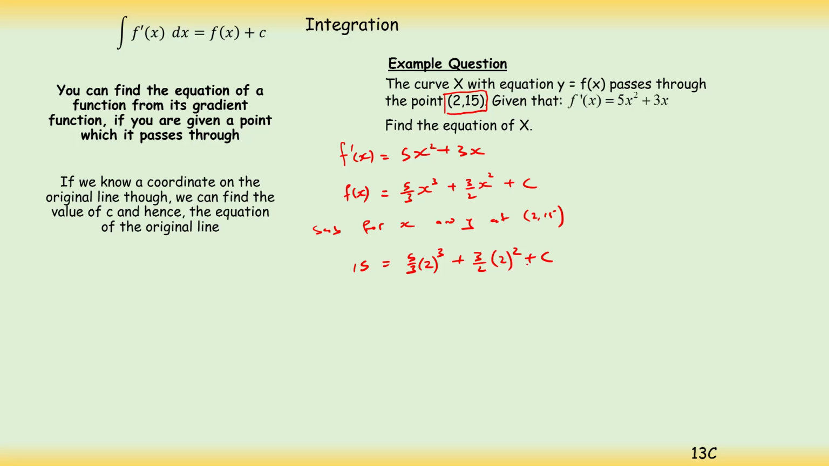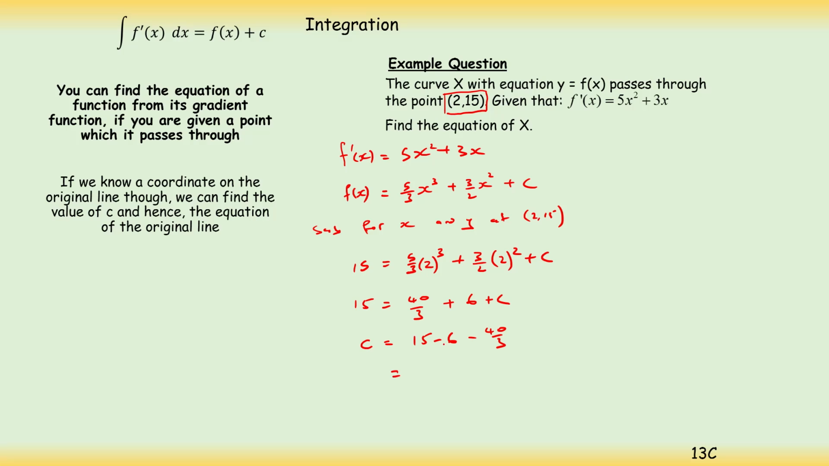So if we simplify, c is the only unknown in this expression. So we've got 15 is equal to 8 times 5, 40 over 3, plus, one of the 2's cancels, so 2 times 3 gives us 6, plus c. So if we take 40 over 3 and 6 over to the left hand side, let's rewrite it as c is equal to 15 minus 6 minus 40 over 3.